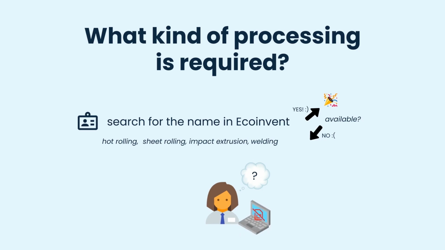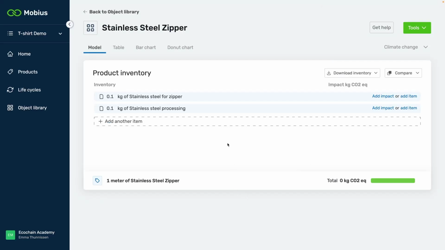If you're not able to find out or can't find the necessary processes in the database, there is a way out. For some metals, there is an average metal working dataset in the database. This way, you can still include the processing impact, albeit in a little less accurate way. Now, let's move to Mobius for an example.